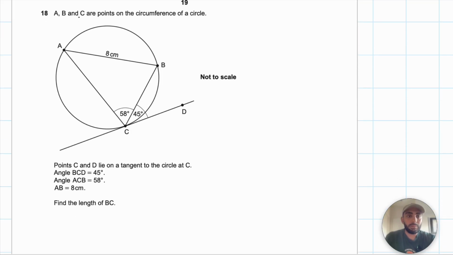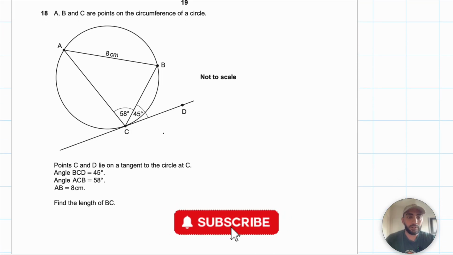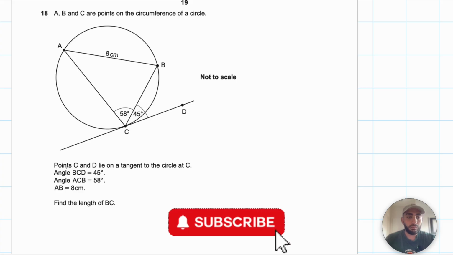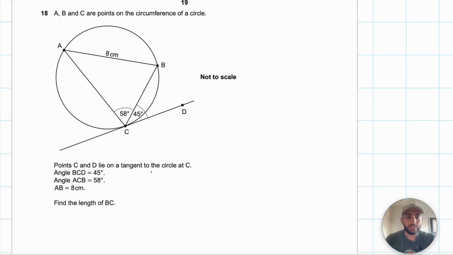Question 18. A, B, and C are points on the circumference of a circle. Points C and D lie on a tangent to the circle at C, so they're touching the circle just here. BCD equals 45, that's already there. ACB equals 58, that's already there. AB equals 8 centimeters, that's there. Find the length of BC. We're trying to find this length here.